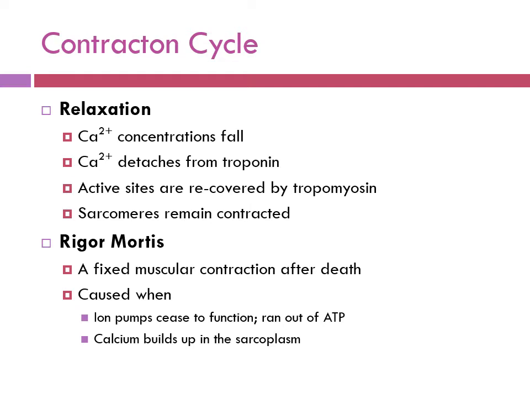Rigor mortis is what happens after death when your muscles contract and they stay contracted. What happens is that the calcium ion pumps cease to function because when you die, you stop producing ATP. So the calcium cannot get pumped back into the sarcoplasmic reticulum, so it builds up in the sarcoplasm and creates this mass contraction that does not let go.